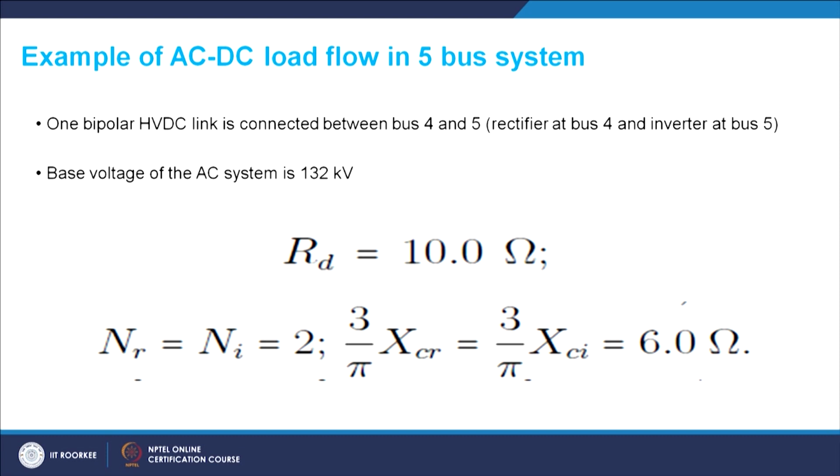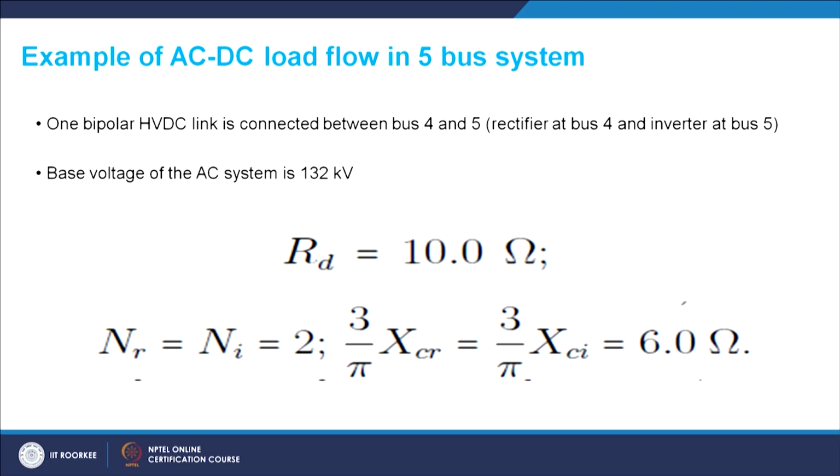One thing we must mention here is that the calculations on the DC side we usually do in actual values. Now, these are the various quantities. Rd is nothing but the DC link resistance. Nr is equal to Ni is equal to 2 because we are considering a 12 pulse LCC converter. XR and XI are the transformer leakage reactance at the rectifier and the transformer leakage reactance at the inverter.